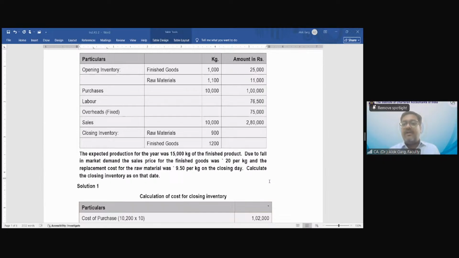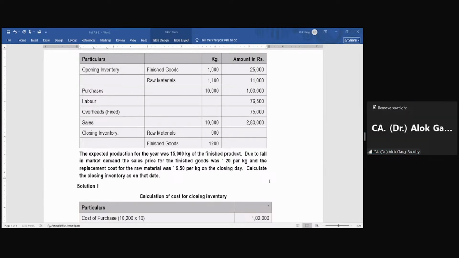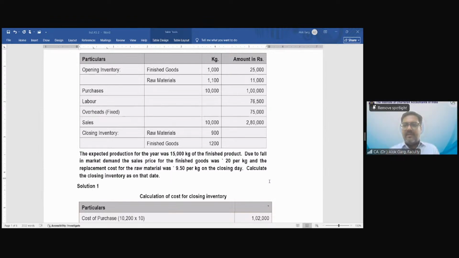Okay. There was a sale of 10,000 unit also. What does it mean? Reduction in inventory. So 1,000 unit of finished goods was there. 1,100 units of raw material was there. So this raw material was also used in the production. 10,000 unit of purchases are there. These were also used in the production, right? And there was a 10,000 unit of sales. Closing stock of the finished goods is 1,200 unit. Raw material is 900 unit. So these are the information which is given.